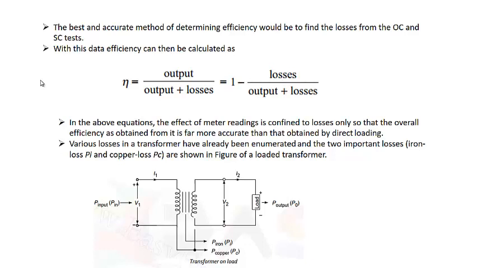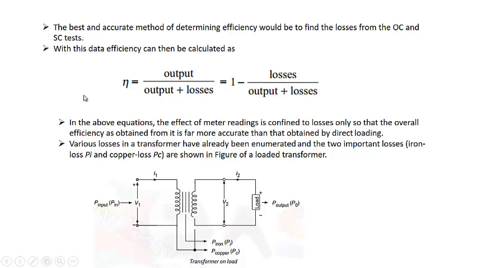So with the data, the efficiency can be calculated as output divided by output plus losses, because output plus losses will be equal to input. Or you can take it like this: 1 minus losses divided by output plus losses. You can take it to this side, it will be equal to output plus losses minus losses divided by output plus losses. It will be again this equation.